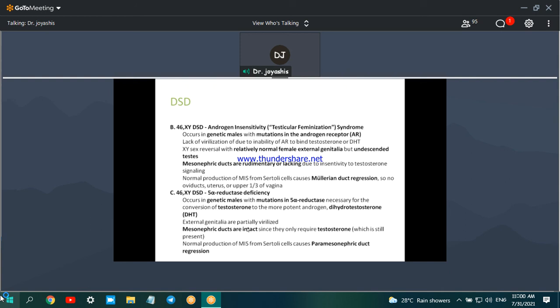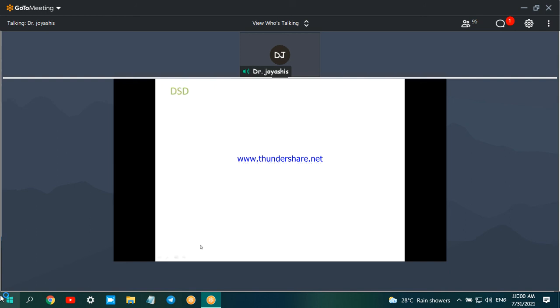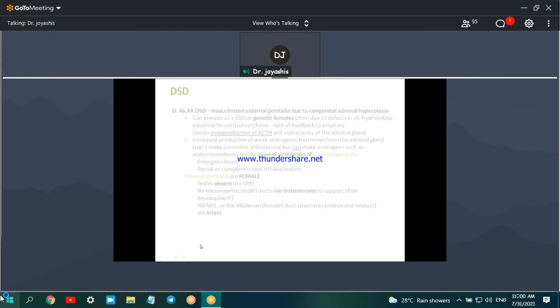Next is 5 alpha reductase deficiency, due to mutations in 5 alpha reductase, which converts testosterone to dihydrotestosterone. External genitalia are partially virilized, and the ducts are intact since they only require testosterone. Normal production of MIS from the Sertoli cells causes Mullerian duct regression.